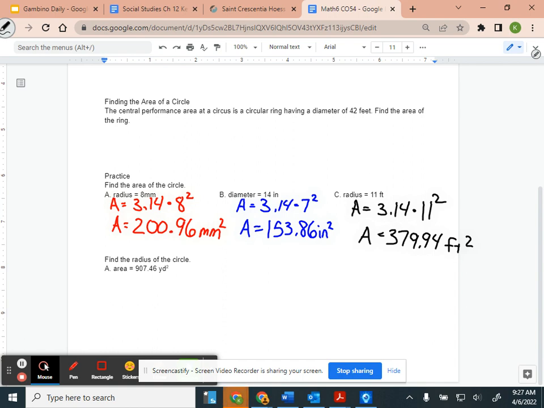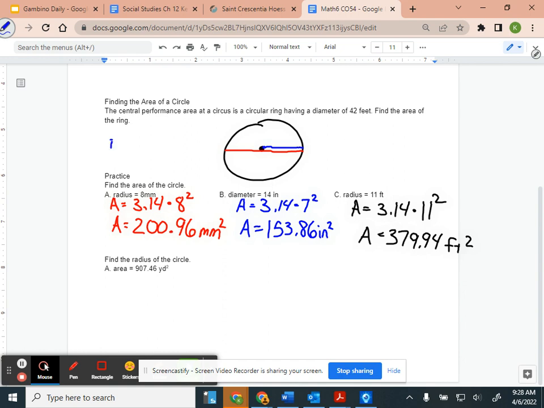Anthony? So for radius, for diameter, you have to divide by 2. Do you remember why we divide the diameter by 2? To get radius. Because remember, our diameter goes all the way across. The radius just goes from the middle across. So the radius is half of the diameter. So if they give us a diameter, we have to divide by 2.